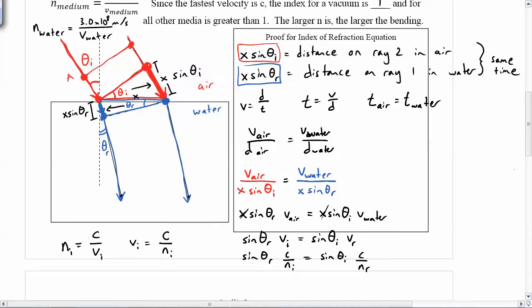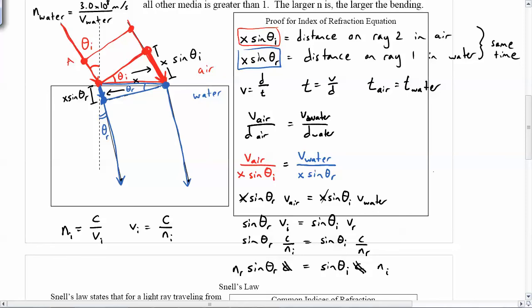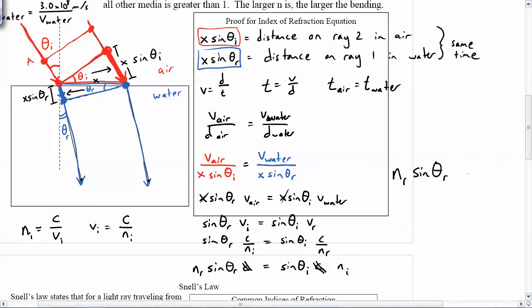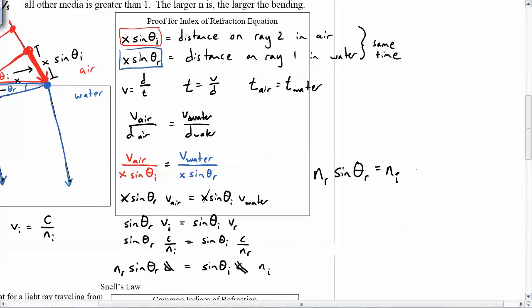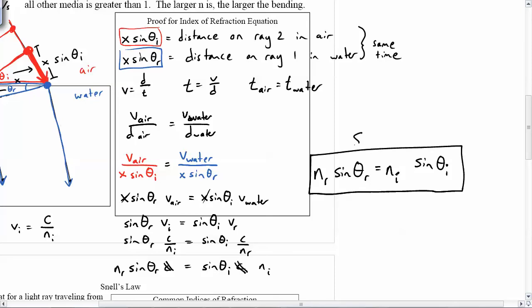Now I don't like fractions, so I'm going to multiply n_r onto this side, so it's not in a fraction, and I'm going to multiply n_i onto this side. And I've got c's on both sides, they can cancel. So I get Snell's law, that the index of refraction times sine of the refracted angle is equal to the index of refraction for the incoming ray times the sine of the incident angle. And that is called Snell's law.